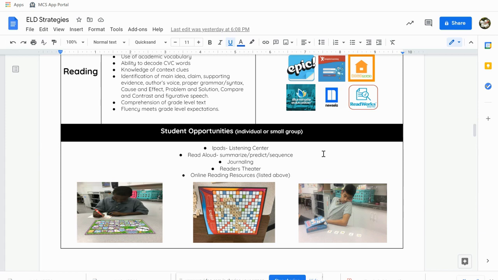I have context clues games that I have purchased from Lakeshore. I have cause and effect games that I have found on Amazon. Inference board games that I have found at Lakeshore as well. The one in the middle is Scrabble.